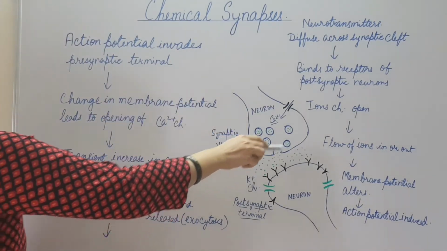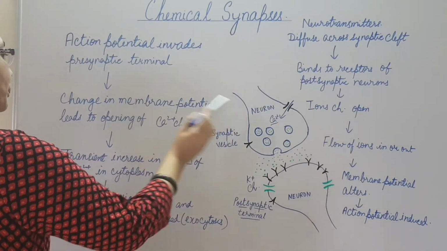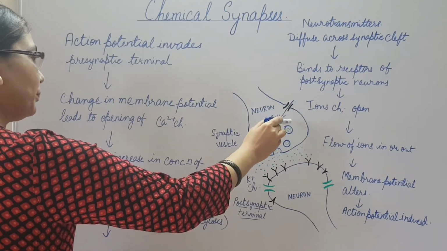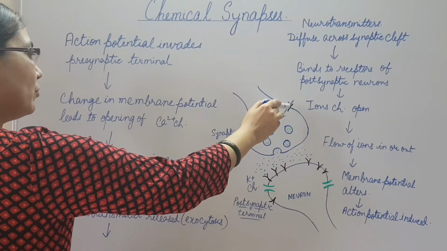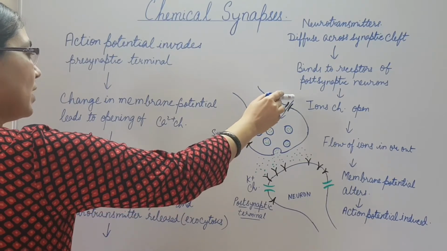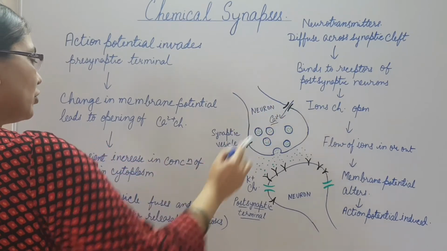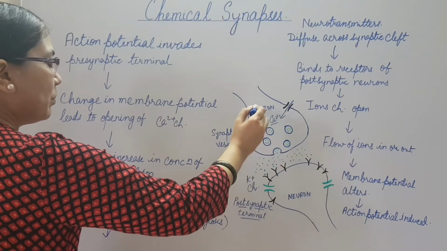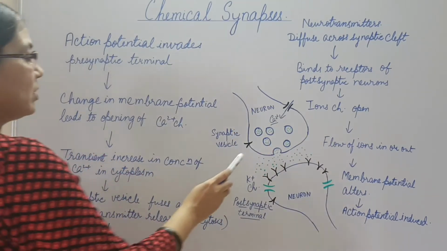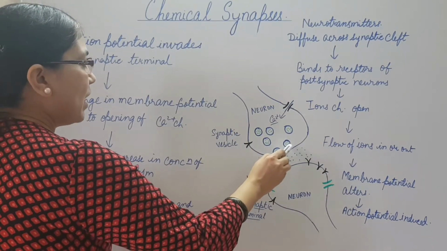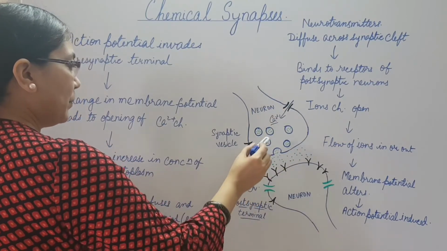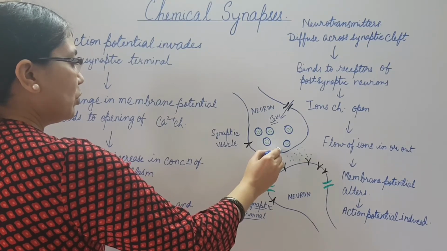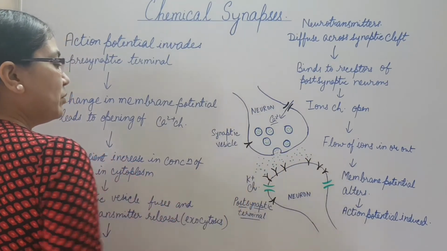When the action potential reaches the terminal of this presynaptic neuron, there is a change in the membrane potential, as a result of which the voltage-gated calcium channel opens and there is an influx of calcium ions, as a result of which the concentration of calcium ions in the cytoplasm increases. This results in the fusion of synaptic vesicles to the plasma membrane of the presynaptic terminal. And by the process of exocytosis, neurotransmitters present in these synaptic vesicles are released into the synaptic cleft.